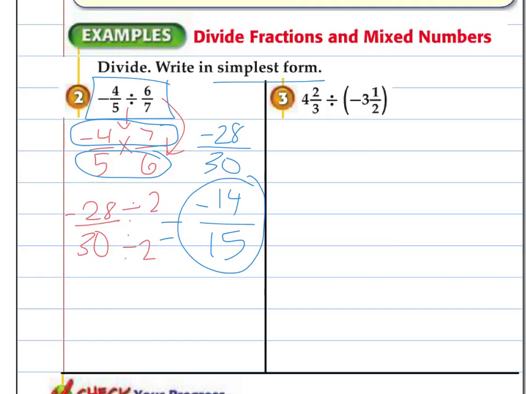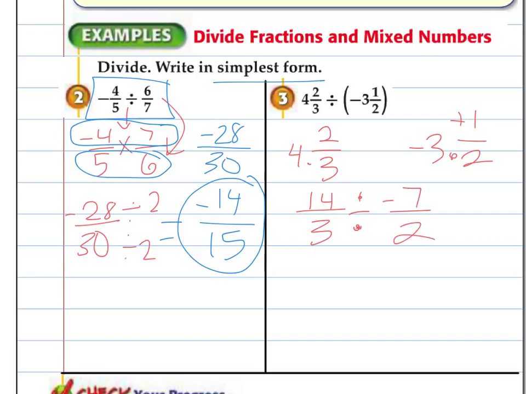Notice here I have some mixed numbers, so I want to change those to improper fractions first. 4 times 3 is 12, plus 2 is 14. So that's 14/3. I'm going to rewrite it just doing the improper fractions first. So then negative 3, so we do 3 times 2, which is 6, plus 1. Keep the negative, so that's negative 7/2.